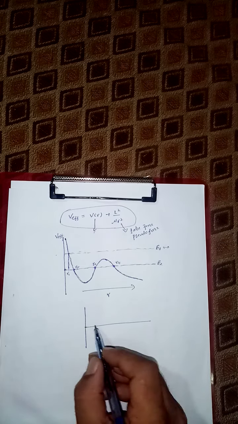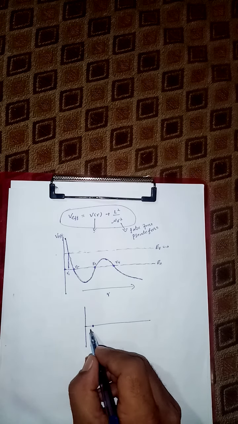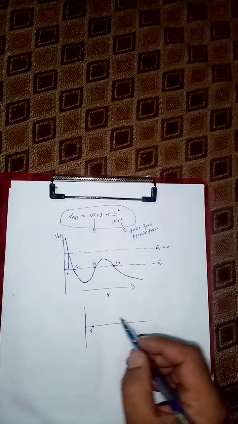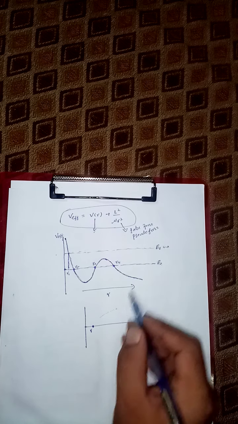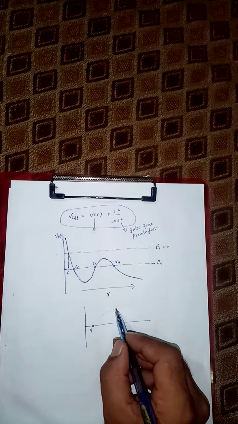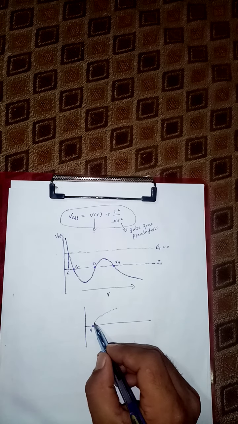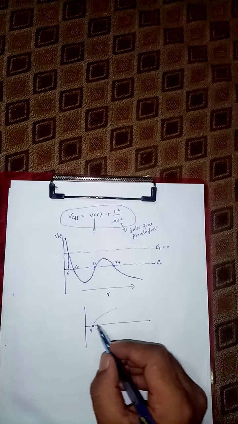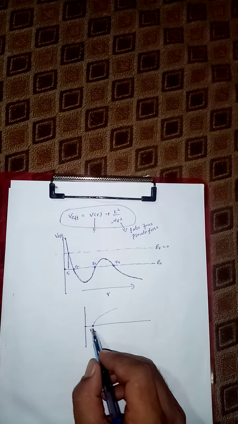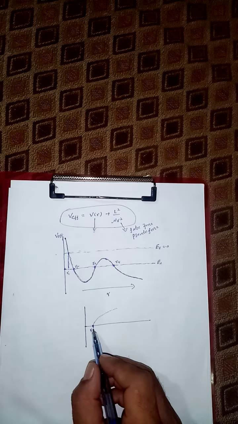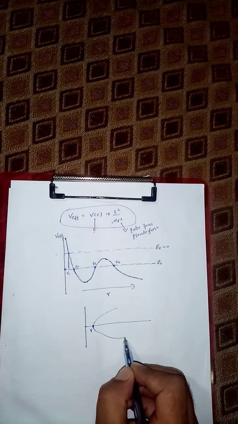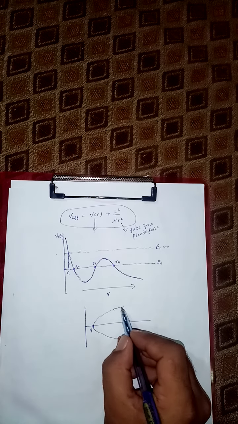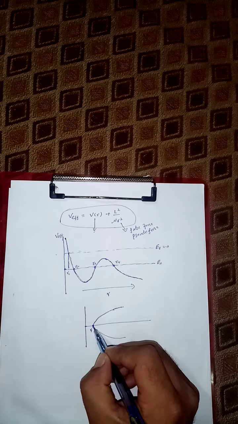We have the distance R here, R1. A particle coming from infinity reaches this force field, which is here, and then it can scatter back to infinity. So this is the path of the particle.